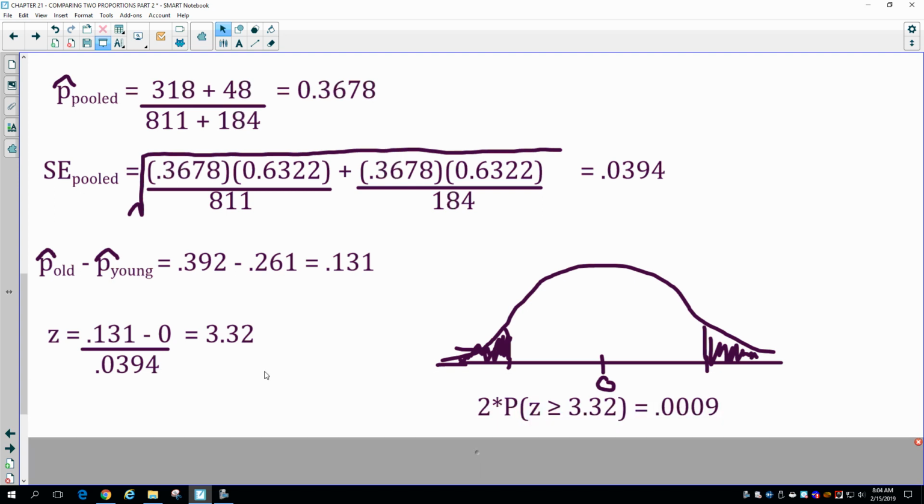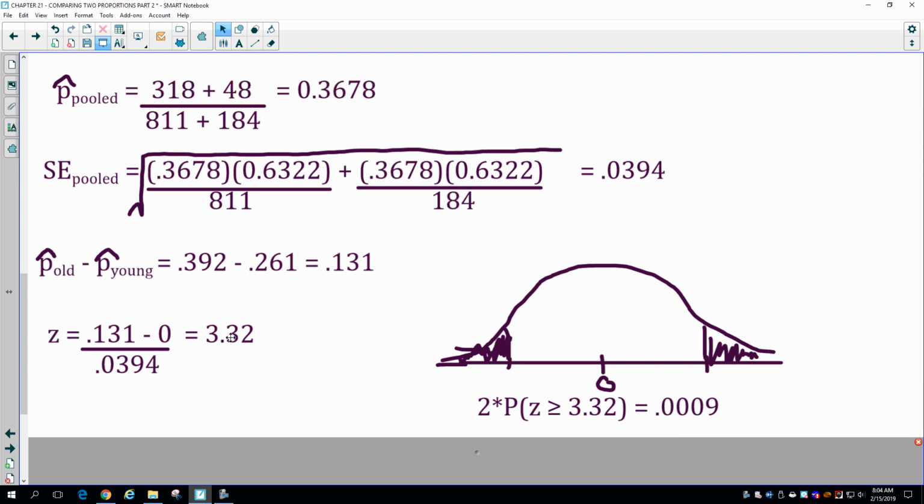So now I'll calculate a z and a p. For my z, I use that p-hat difference, the one I calculated just then, old minus young. I subtract 0 because our null hypothesis is that the difference is 0. Divide by your standard error pooled and get a z-score of 3.32. So it seems pretty unusual that we've got a sample difference of 0.131 based on our z-score of 3.32. 3.32 standard deviations above 0 is pretty significantly far.